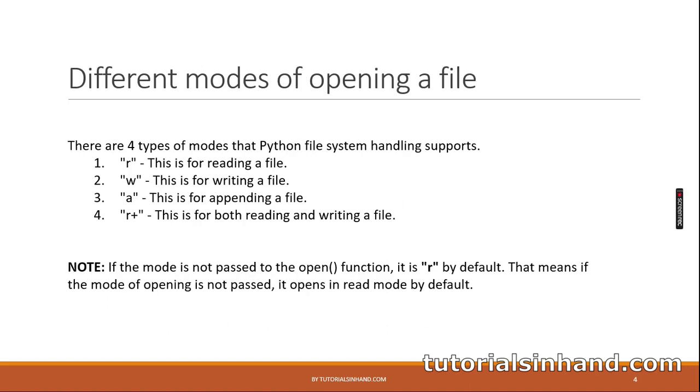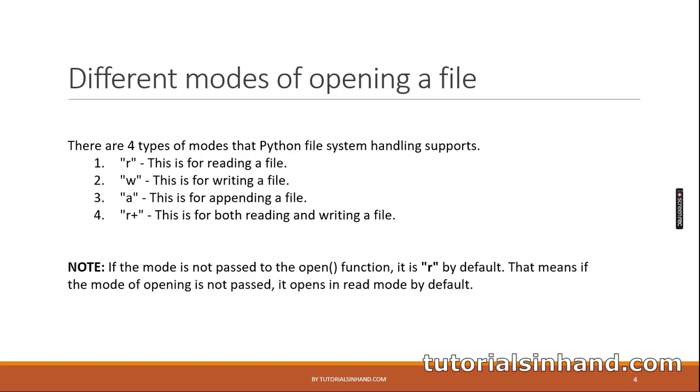Let's learn. There are four types of modes that Python file handling supports. They are r, w, a and r+. So r is for reading a file, w is for writing a file, a is for appending to a file, and r+ is for both reading and writing a file together.